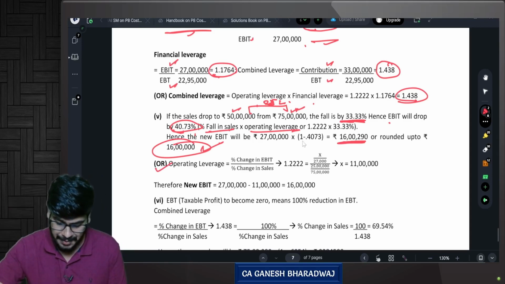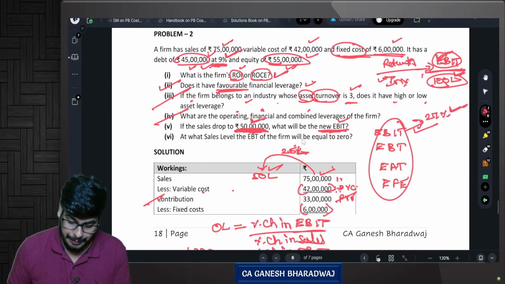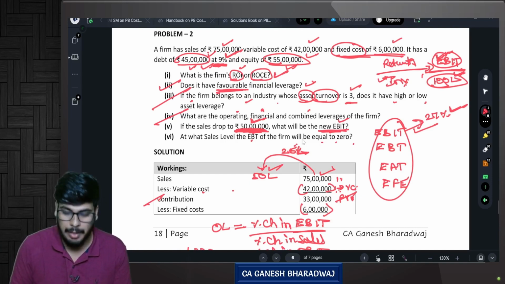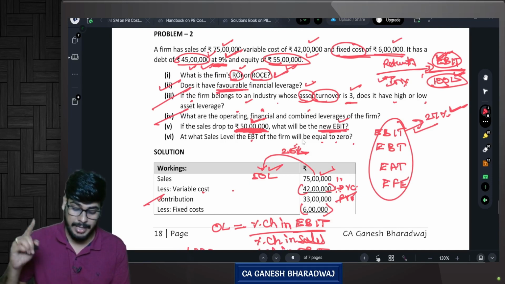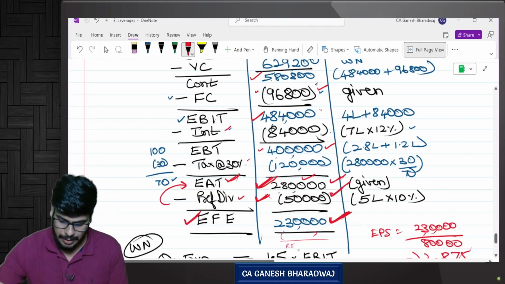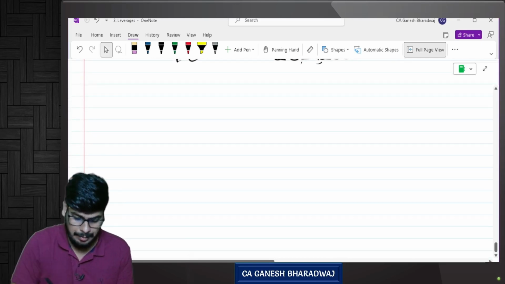Very, very simple. Now, finally, at what sales level the EBT of the firm will be equal to 0? At what sales level the EBT, earnings before tax, of the firm will be equal to 0? This is the question they have asked here. Now, what is the format? What is the format of your income statement here?